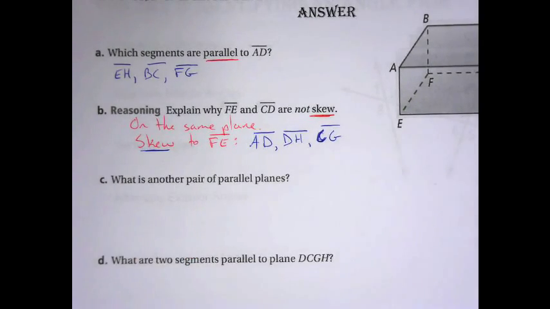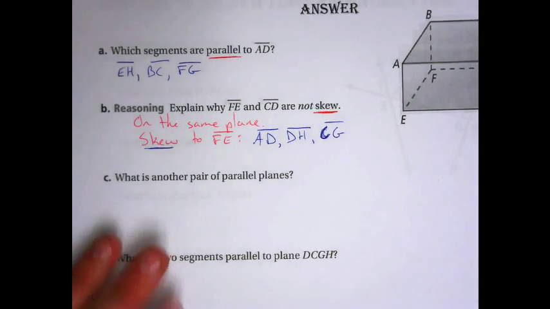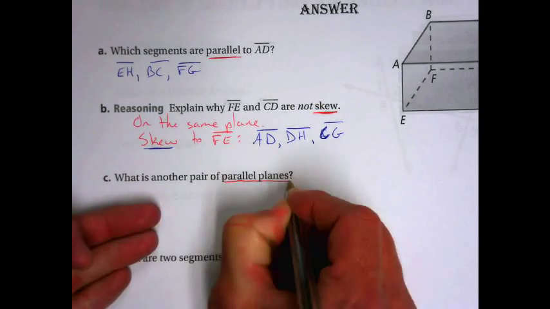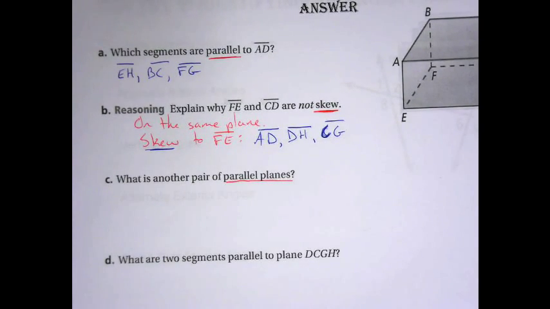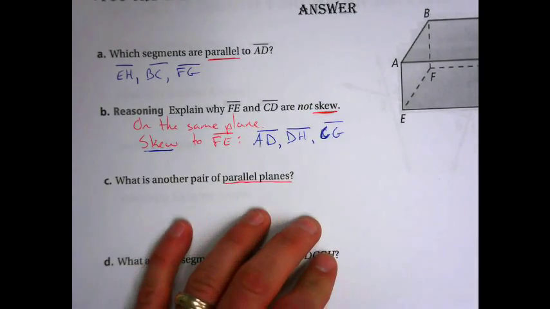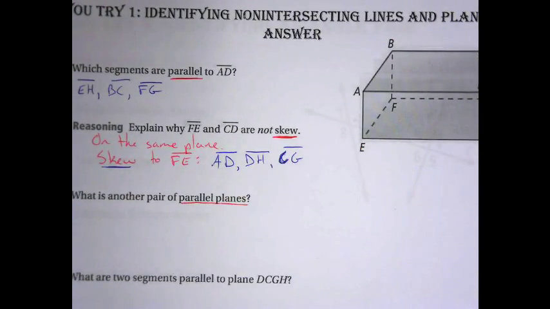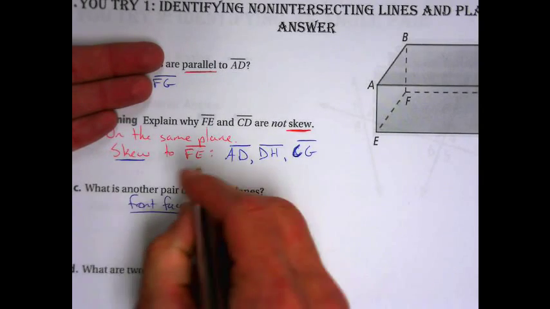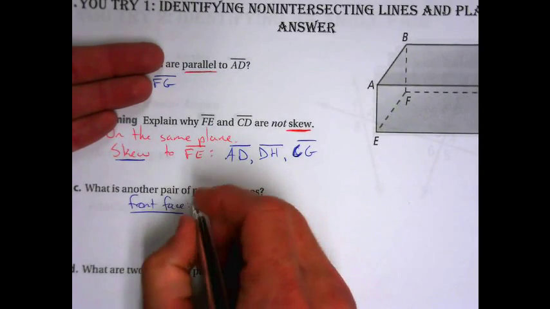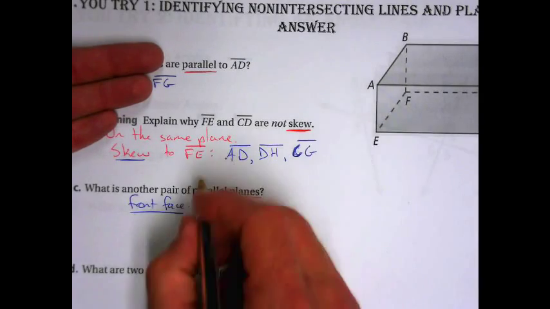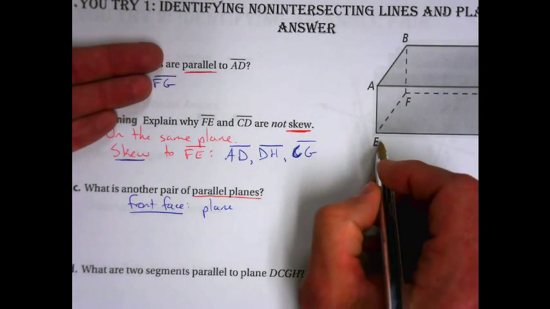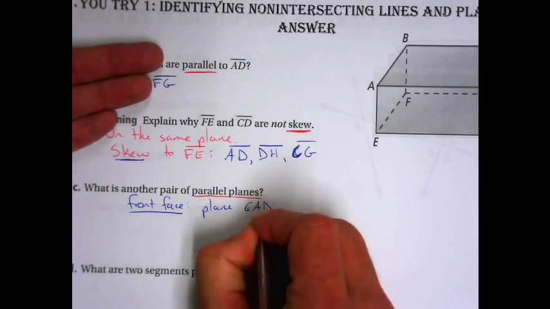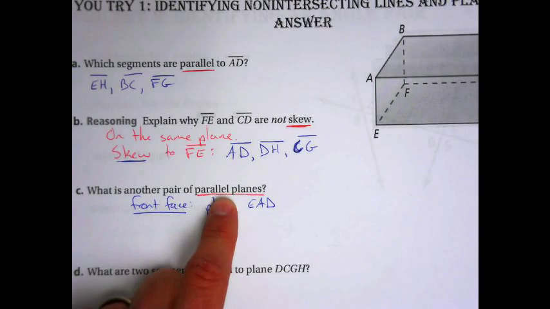What is another pair of parallel planes? Well, I don't know what the given pair of parallel planes was, so let's just start naming parallel planes. Now we're going to look at faces of the rectangular prism. Let's talk about the front face real quick. The front face is plane EAD, I'll call it.